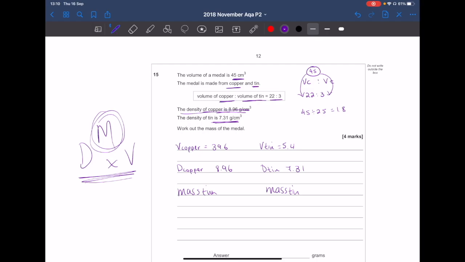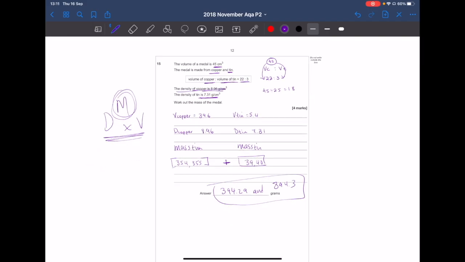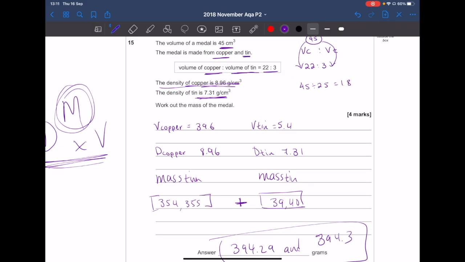Your answer could be anything between, depending on where you've rounded, I'm just looking at the mark scheme too, guys. So the mass of the copper could be between 3.4 and 3.55, and the mass of the tin could be anything between 39 and 40. And all you've got to do is add it, and your final answer could be anything between 394.29 and 394.3. Anything between these two should be a correct answer. So what you've done here is you worked out the volume, you're already given the density, and you're trying to find the mass, and simply add the two masses together.